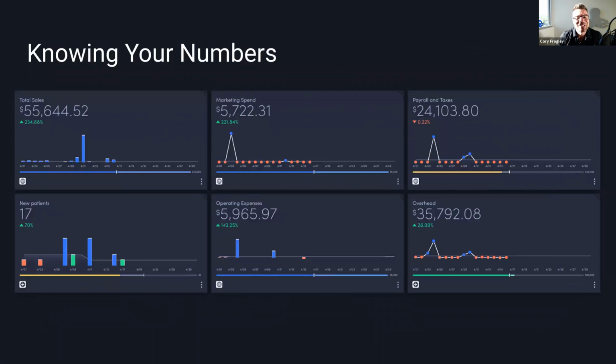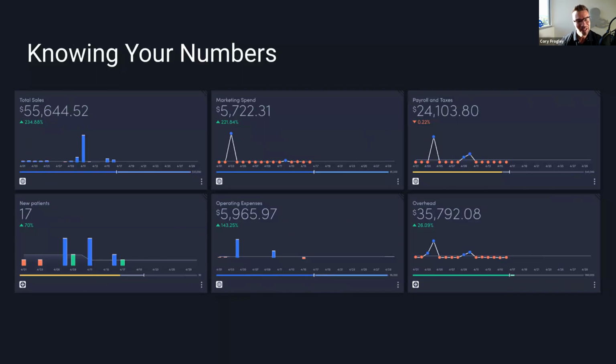Now, moving on to some technical stuff, knowing your numbers. This is Blue IQ, right? You have to know your numbers. And there's a lot of numbers that you need to know. But again, looking at this dashboard very quickly gives us the vital signs of your practice.